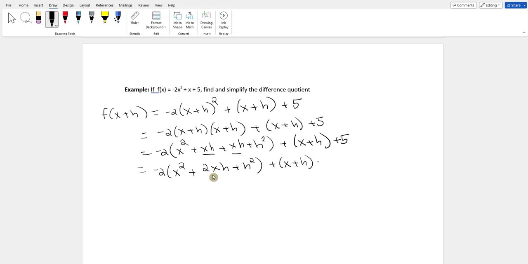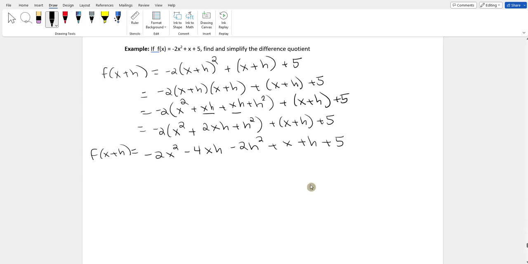And now I'm going to multiply everything in parentheses by this negative 2. So I get negative 2x squared minus 4xh minus 2h squared plus x plus h plus 5. There are no other like terms that we can combine. So this part here is our f of x plus h.